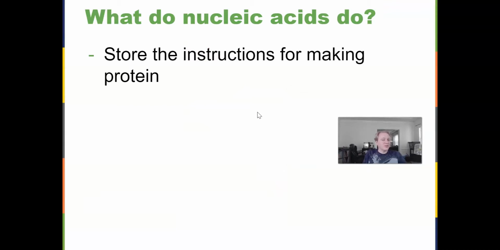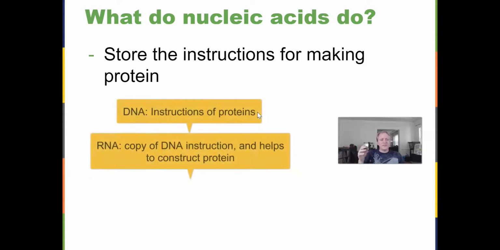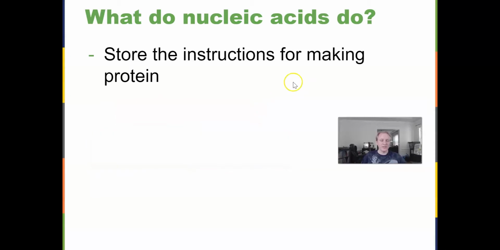So what do nucleic acids do? They store the instructions for making protein, and sometimes they have other functions too, where they're helping to build those proteins. DNA basically stores the instructions for making proteins, and then RNA is like a copy of it and helps to actually string those amino acids together. So that's where we're at with nucleic acids.